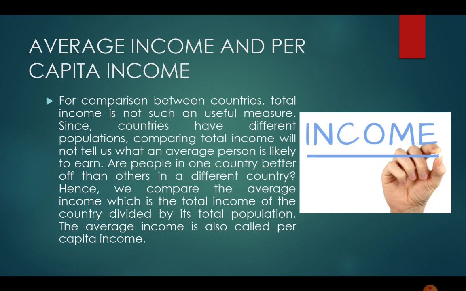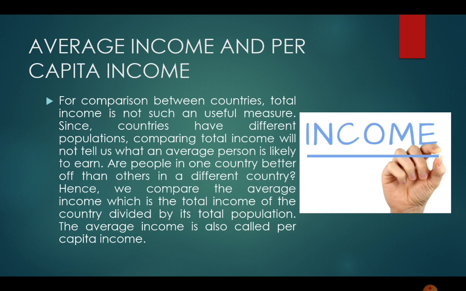Now let's see what we mean by average income and per capita income. We have already learned what we mean by income, that is a source of livelihood or earning which a person earns annually or monthly so that he can make his livelihood. For comparison between countries, total income is not such a useful measure. So we do not take total income here as a useful measure. Since countries have different populations, comparing total income will not tell us what an average person is likely to earn. Are people in one country better off than those in a different country? Hence, we compare the average income, which is the total income of the country divided by the country's total population.